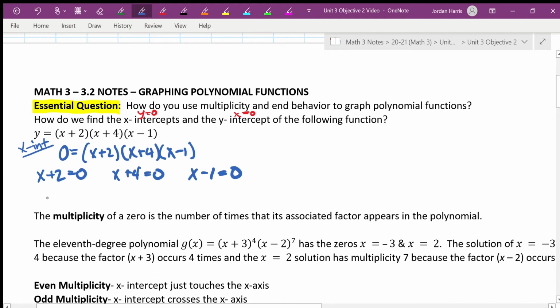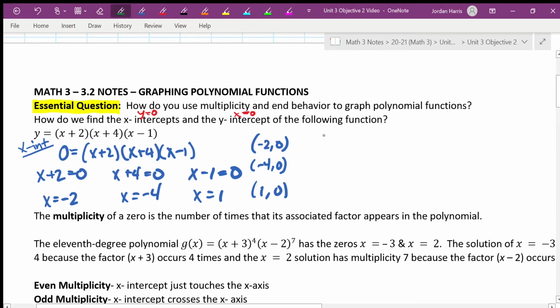Okay, and then I subtract 2 from both sides, I get negative 2. I subtract 4, I get negative 4. Add 1, and I get positive 1. So I get the points (-2, 0), (-4, 0), and (1, 0). And an X-intercept, remember, is a point, a coordinate, x comma y. You always need to write out the point.